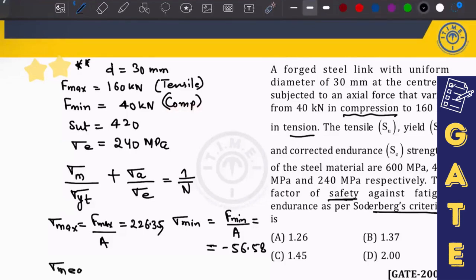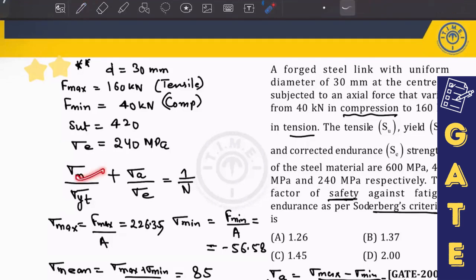So I hope you can easily calculate the mean value as well as the variable stress, which is nothing but half of the maximum and minimum. Mean stress is maximum plus minimum by 2, and the variable stress is maximum minus minimum by 2. So you will get the mean stress as 85 megapascal, and the variable stress as 141.5 megapascal. Once you know the mean and variable stress, this is already given.